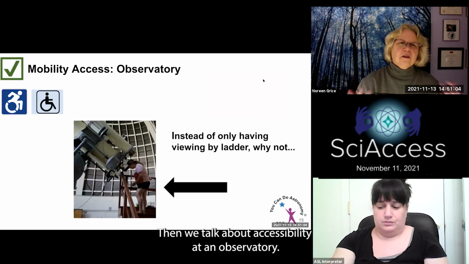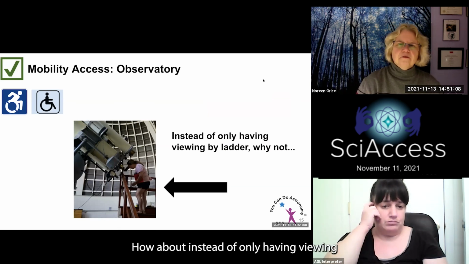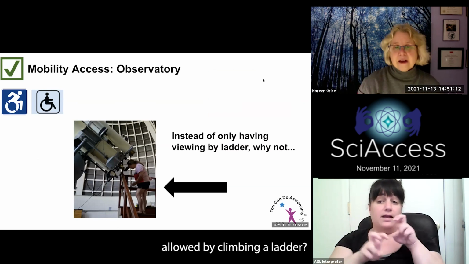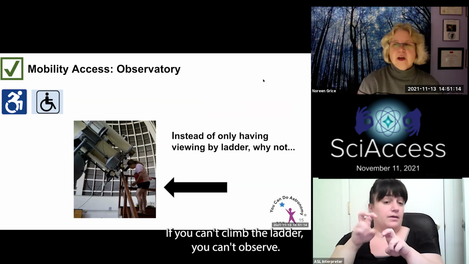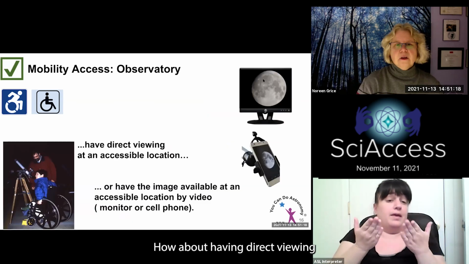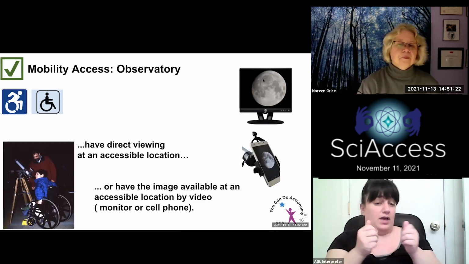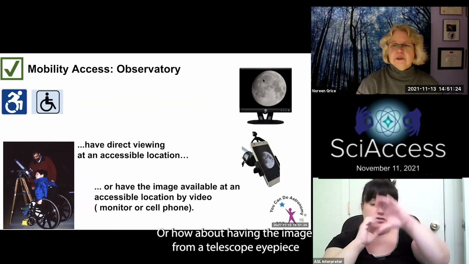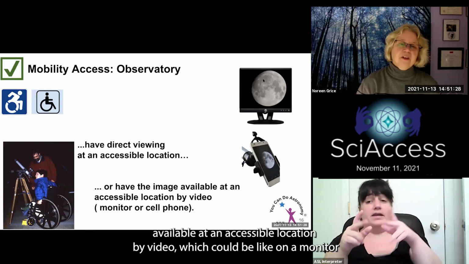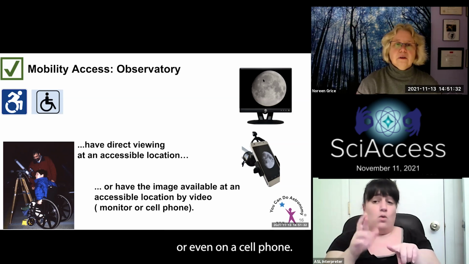Then we talk about accessibility at an observatory. How about instead of only having viewing allowed by climbing a ladder, if you can't climb the ladder, you can't observe? How about having direct viewing at an accessible location with a portable telescope? Or how about having the image from the telescope eyepiece available at an accessible location by video, which could be like on a monitor or even on a cell phone?